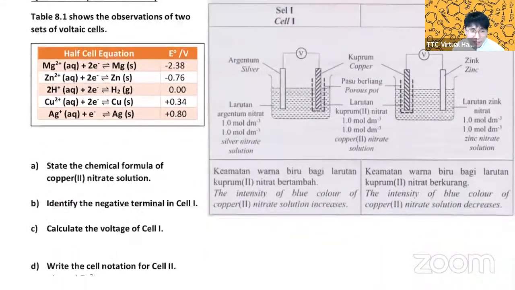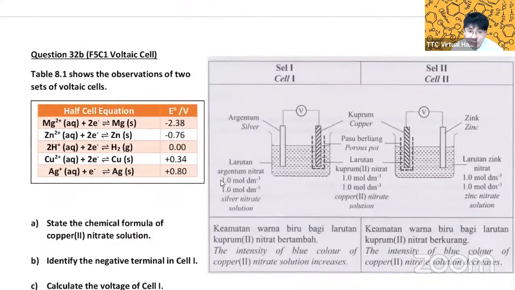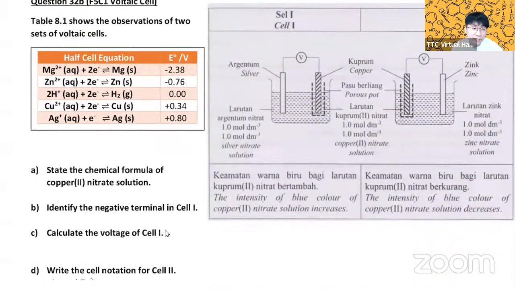Okay, moving down. You're actually having another picture, cell one, cell two. So we have silver and copper on one side, and silver and zinc on the other side, each with their own solution. Here your blue color increases, this is blue color decreases. State the chemical formula for copper(II) nitrate. We need some free marks, guys. What's the chemical formula for copper(II) nitrate? So copper(II) is Cu2+. Nitrate is NO3-. Therefore, Cu(NO3)2.